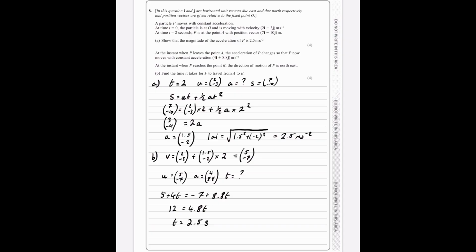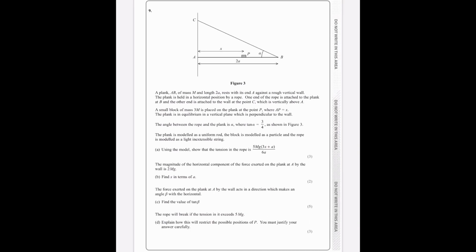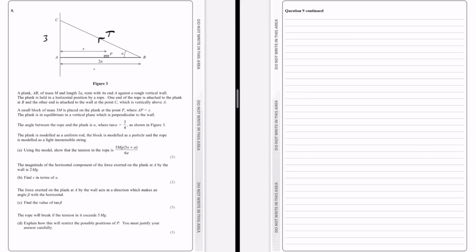That's using the formula v equals u plus at and equating them. And you solve the equation, t equals 2.5 seconds. Alright, question 9. You'll be relieved to know that I've split this one, so no more horrendous writing over the questions.